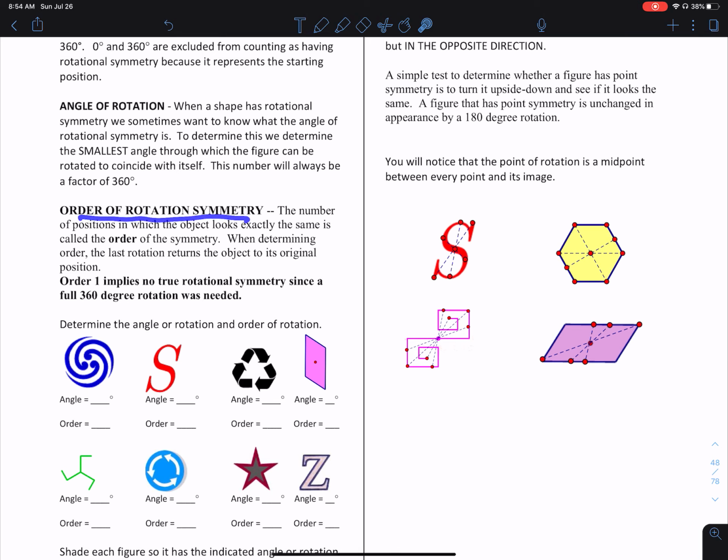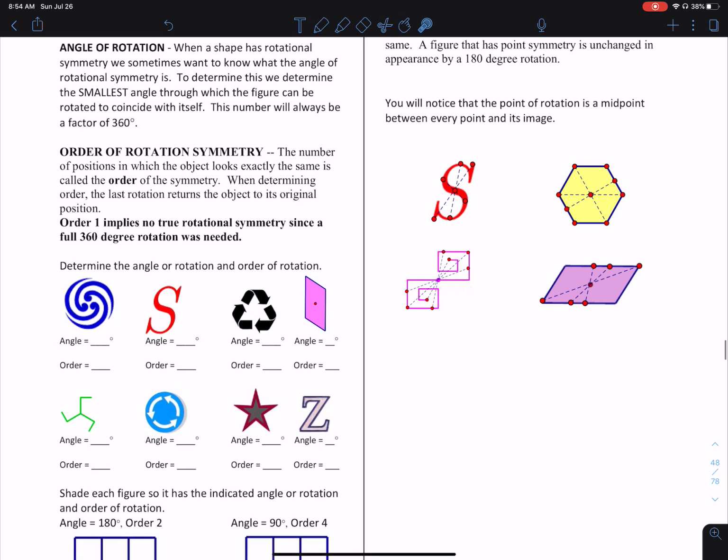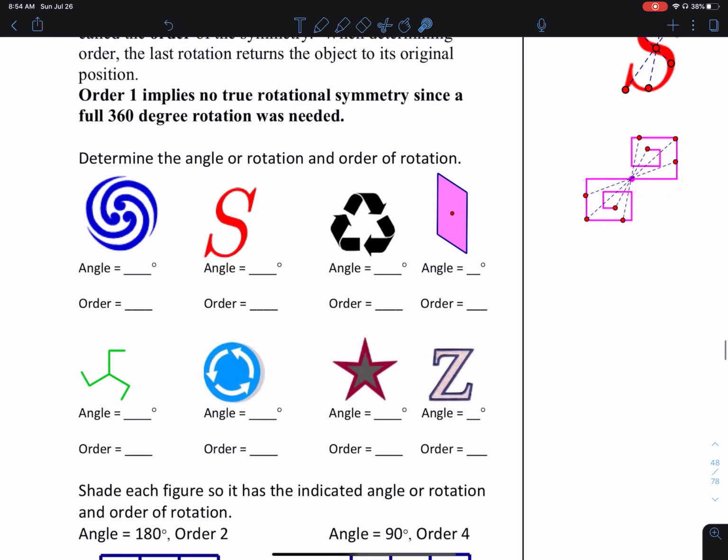Order of rotation symmetry. The number of positions in which an object looks exactly the same is called the order. When determining the order, the last rotation returns to its original position. Order 1 implies no true rotational symmetry since a full rotation of 360 degrees was needed. Let's see if we can make sense of all that stuff. And the best way is looking at some examples.